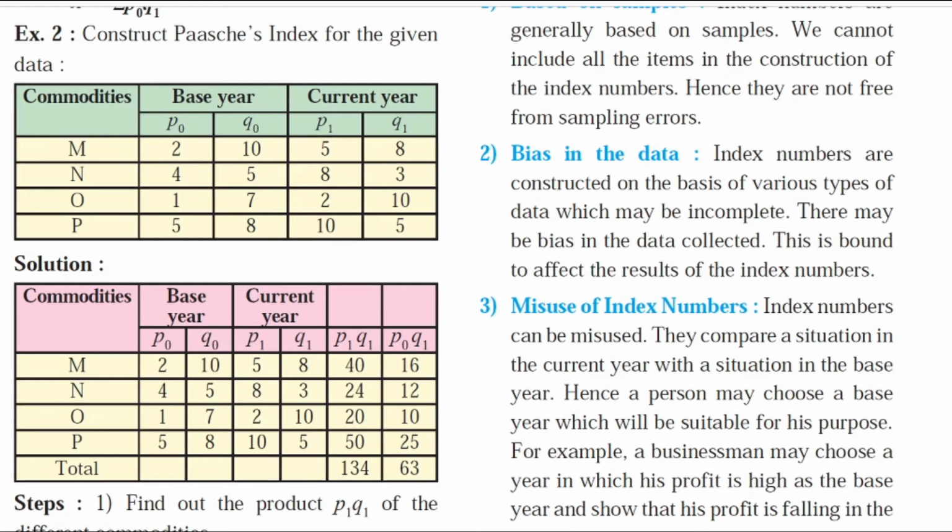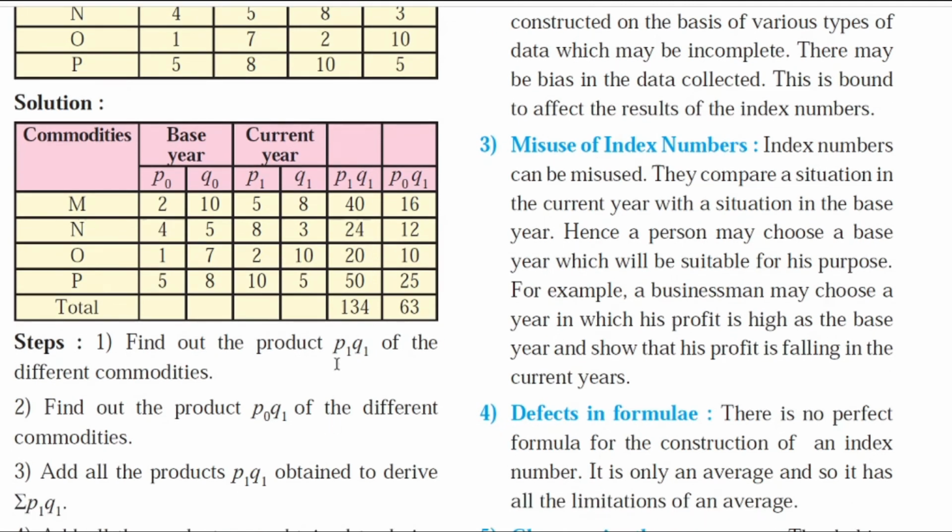Let us now first find products. So first what we are going to do is find the product of P1Q1, basically current year multiplication, my dear students. So P1Q1: 5 8s are 40, 8 into 3 is 24, 2 into 10 is 20, 10 5s are 50. Similarly, we'll find out the product for P0Q1. Now P0 is nothing but prices in the base year and Q1 is the quantity of current year. So the first column and the fourth column we are going to multiply now: 2 8s are 16, 4 3s are 12, 1 10 is 10, 5 5s are 25. Now doing the addition part, summation P1Q1 will be 134. Similarly, P0Q1, we'll add them all up and we'll get the total, that is summation P0Q1 63.